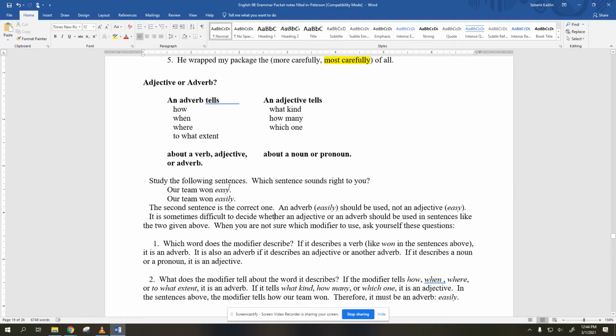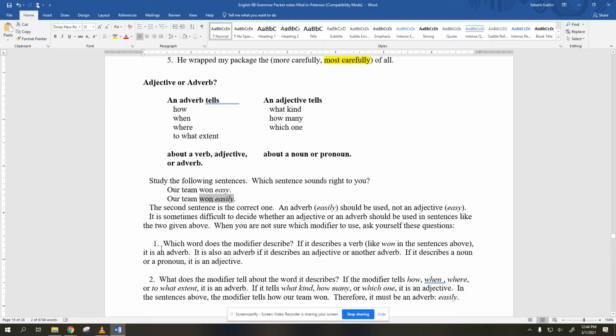Let's take a look at the following two sentences. One is done with an adjective and one is done with an adverb. Let's see if we can figure out which one is the correct one. Our team won easy versus our team won easily. Whichever is the correct answer, it's modifying the verb won. Based on the definition, we know it has to be an adverb. So easily is the correct answer. An adverb, easily, should be used, not the adjective easy.